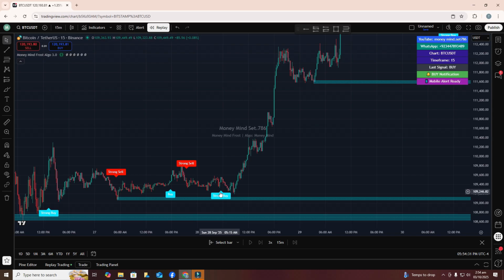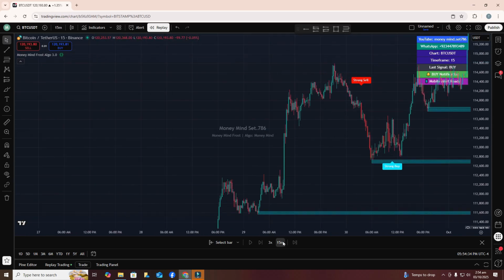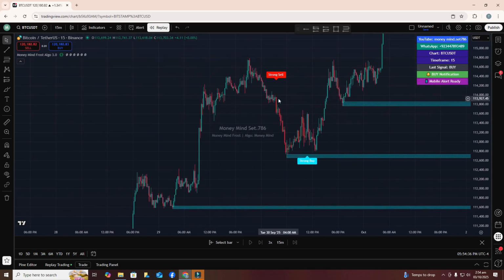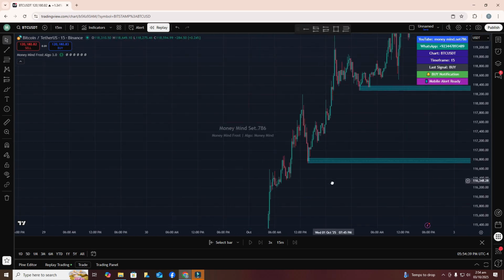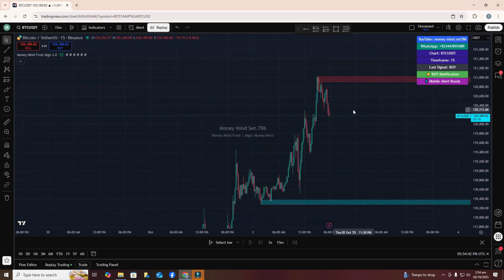When the market gave a buy signal here, we generated a good buy, and the market moved to the buying side. Then we got a short signal here, and again a buy signal. After getting the buy signal, you can see how big the profit was.